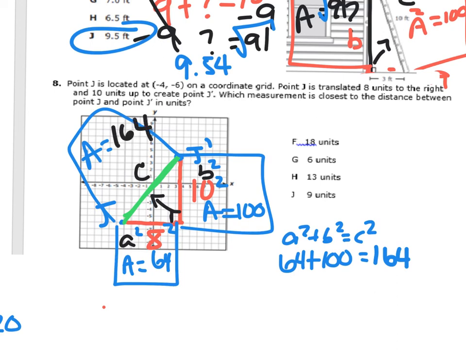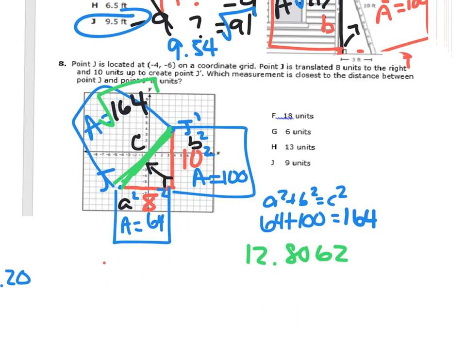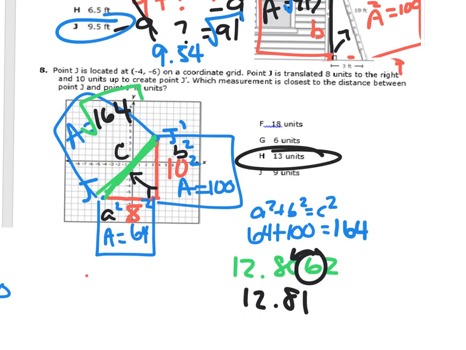But that's not what it's asking for. It's asking for this green side length right here. So we're going to go ahead and do the square root of 164. So the square root of 164, 12.8062. So if we rounded that, we want two decimal places. We're going to look at the third number. That 6 makes the 0 round up, so it should be 12.81. The closest one to that is H, 13.